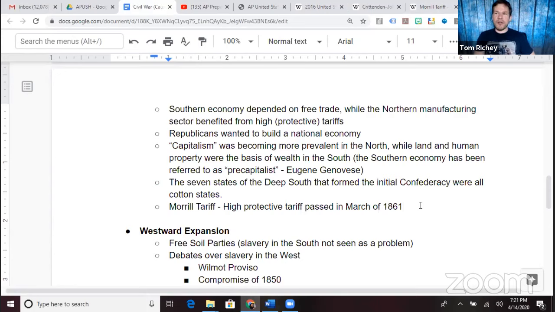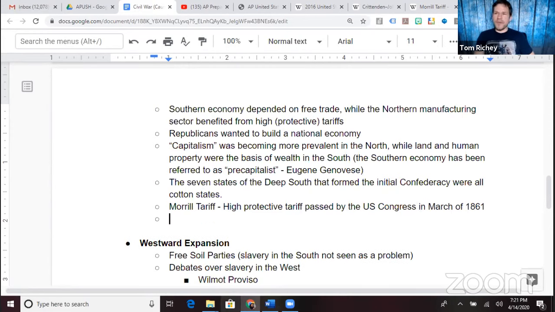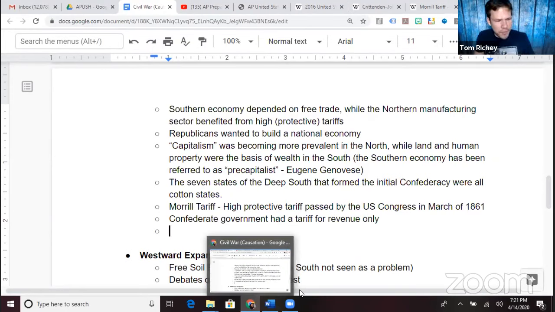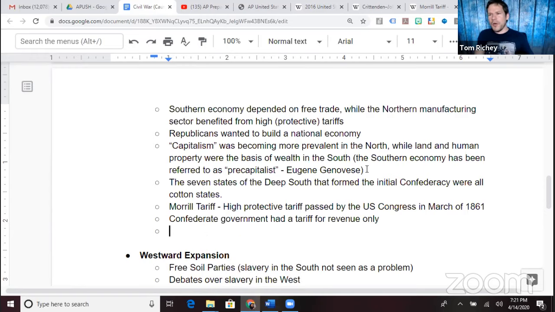A high tariff was passed by the U.S. Congress in March of 1861. Then the Confederate government had a tariff for revenue only. Now, another thing, this is something kind of obscure, but something I was reading about not too long ago.